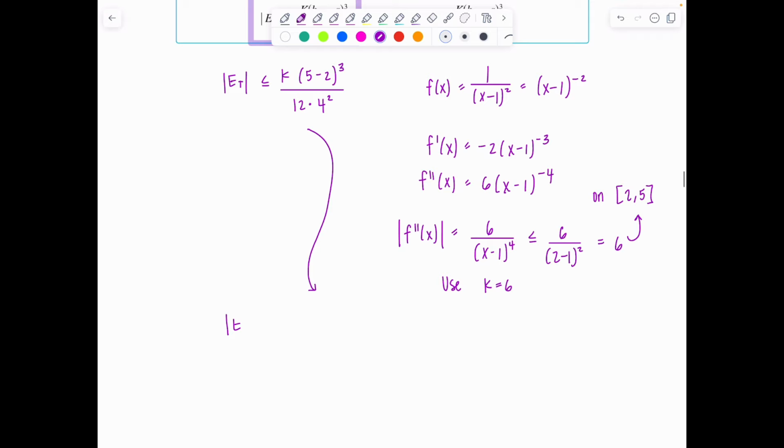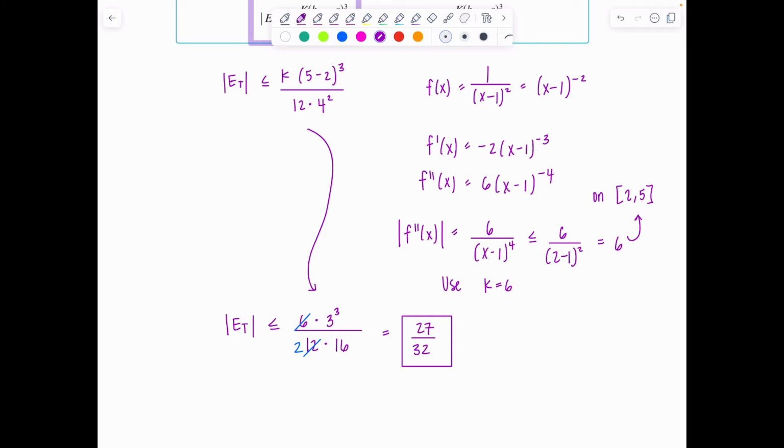So error, trapezoidal rule. We put absolute value because we're interested just in the magnitude of the error. Like how much are we off? We don't care if it was in the positive or negative direction usually. So we have 6 times 5 minus 2, what's that, 3 cubed over 12 times 16. And then yes, they have no calculator. So we're just going to cancel. This becomes a 2. 3 cubed, that's 27. And then 2 times 16 is 32. And that's the final answer. You leave it like so. Okay? Very good.